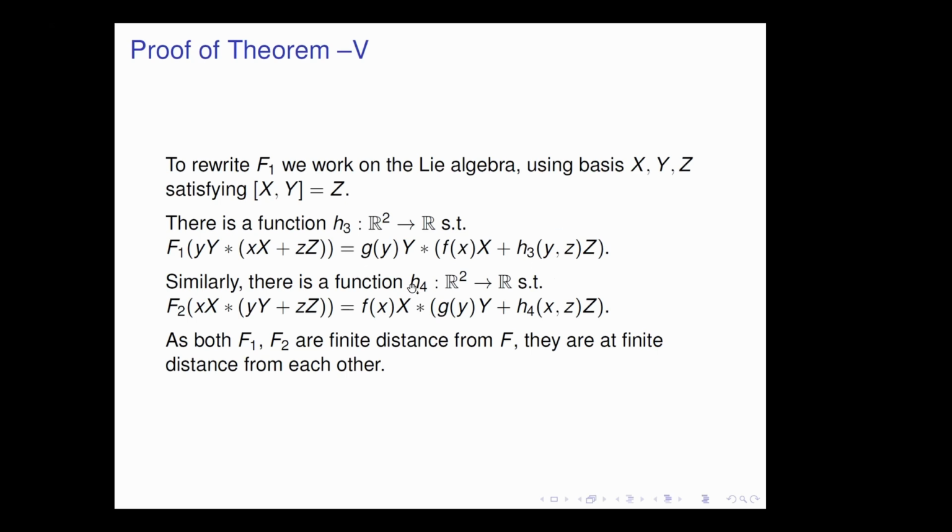Similarly, there's a function h4 from R2 to R such that F2 has this formula: a point in the x-axis times a point in the yz plane. And there's h4, which is independent of y. Now we obtained the two maps F1 and F2 by modifying the original quasi-isometry f. So the distance between F1 and F2 is finite.